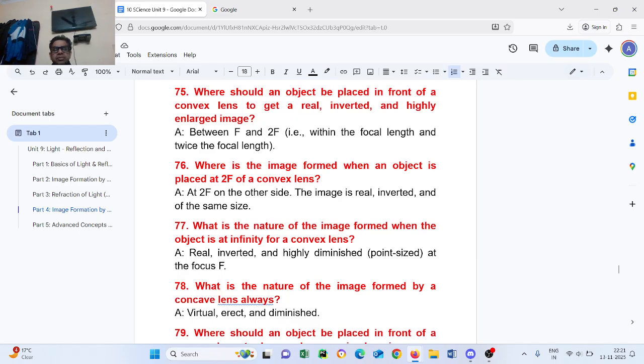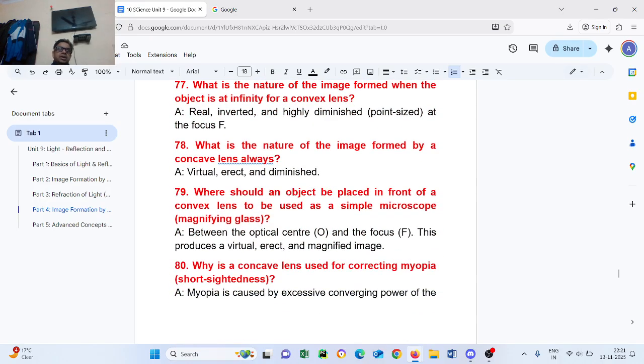What is the nature of the image found when the object is at infinity for a convex lens? Real, inverted and highly diminished, point size at the focus. What is the nature of the image formed by a concave lens? Always virtual, erect, and diminished.